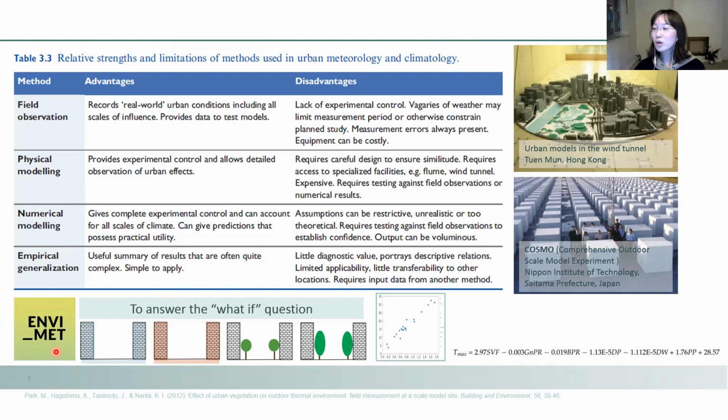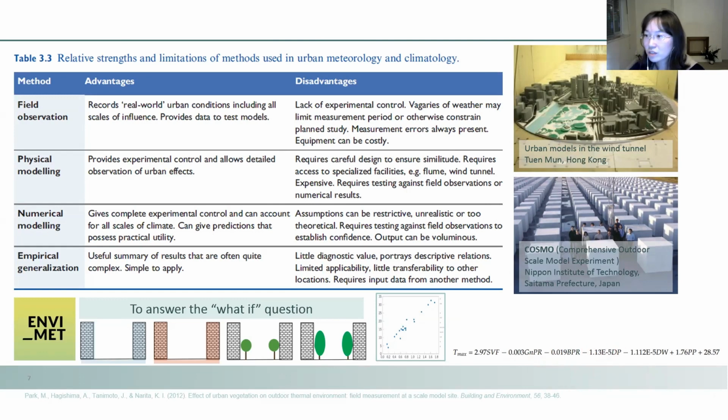By using the numerical modeling, it can help us answer the what-if question. So for example, what if we change the material for the buildings? What if we change the pavement? What if we plant a tree here? And what if we change the tree species here? So we can turn things on and off and see what happens. And for the empirical models, usually it looks like a regression model like this.